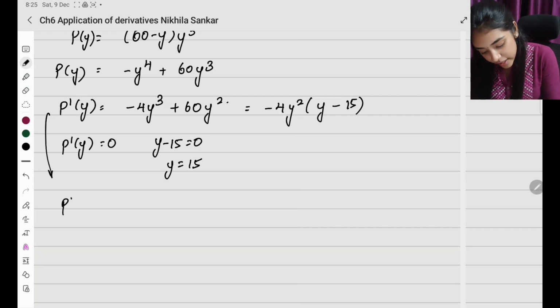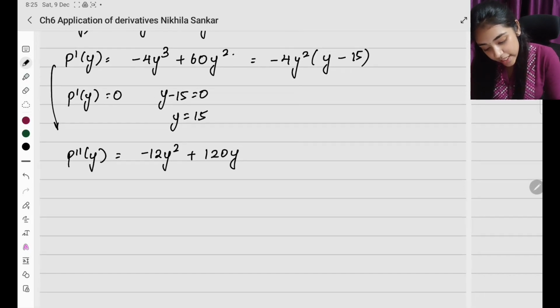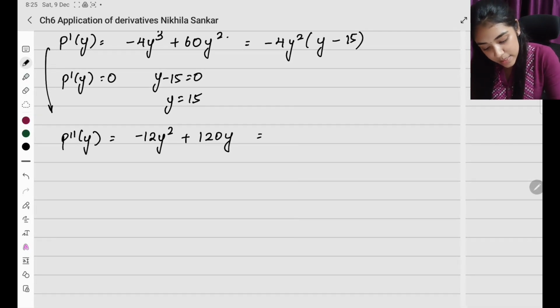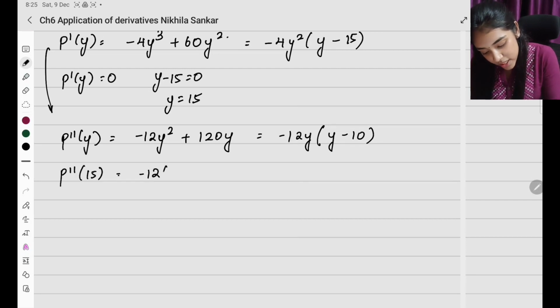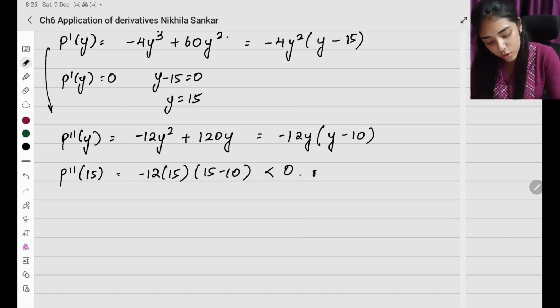I have to find the second derivative. P double dash of y is going to be minus 12y square plus 120y. I need to substitute the value of y. So அதுக்கு நான் first simplify பண்ணிக்கிறேன். Minus 12 y வெளியில காமனா எடுத்தா I have y minus 10. When I substitute p double dash of 15, I have minus 12 times 15, 15 minus 10. So I have the value which is negative. இதை calculate பண்ண வேணா. I see that the overall value is going to be negative. இல்லையா? So this is less than 0, which means we are talking about the maximum value.